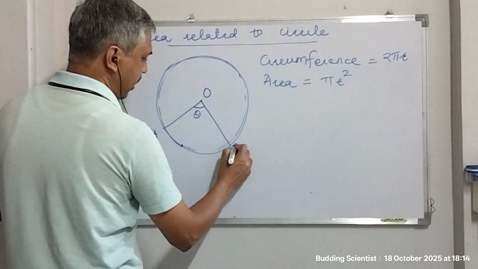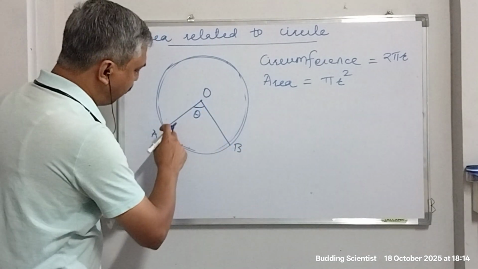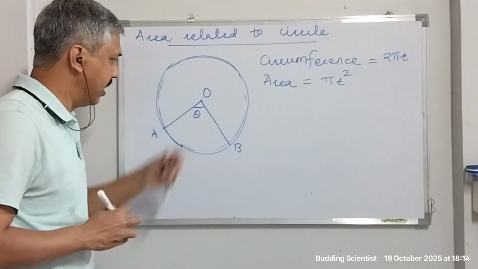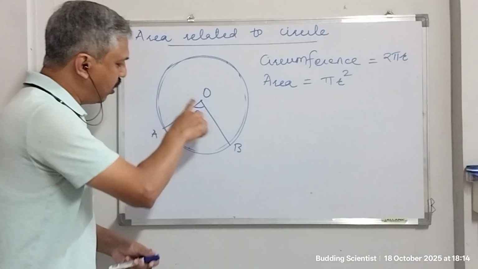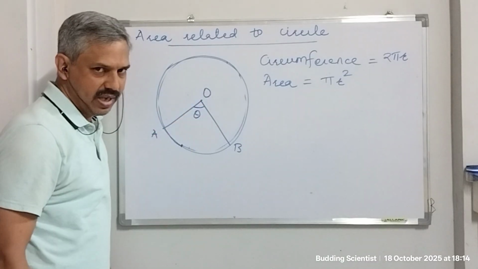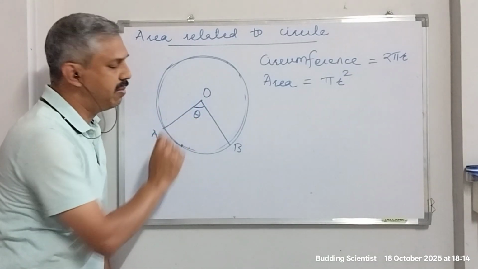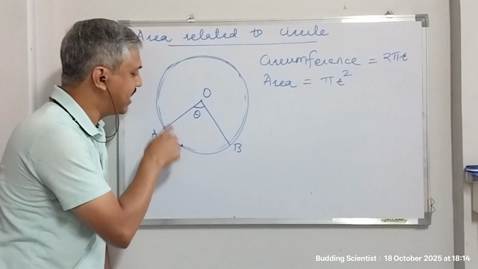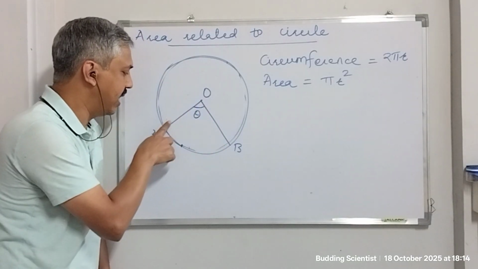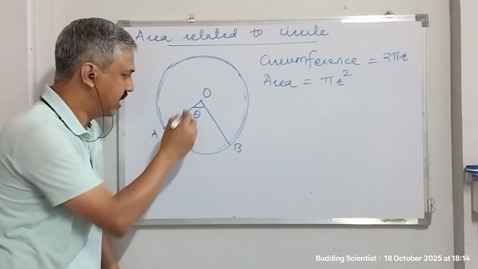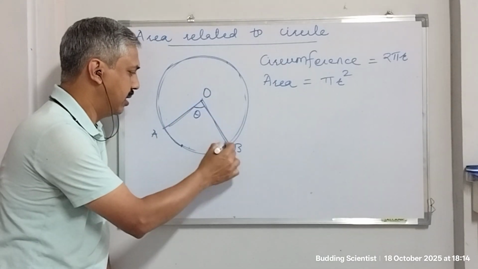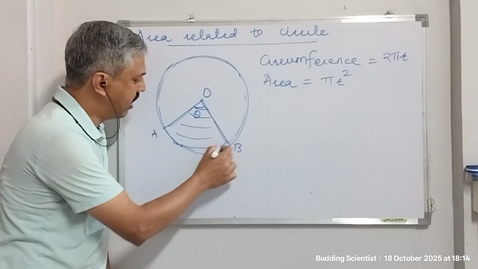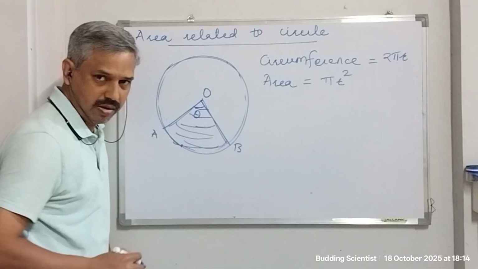O is the center. AOB is a part of the circle. O is the center. So AO and OB are the different radii, and theta is the angle between the two radii. This is what we call a sector. This entire thing is called a sector.